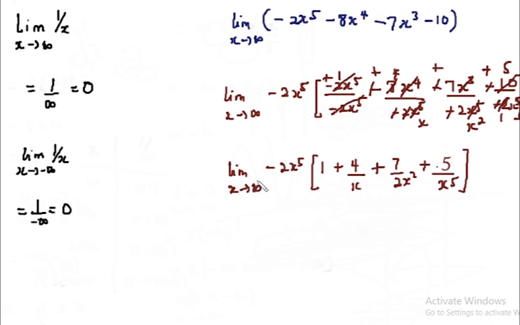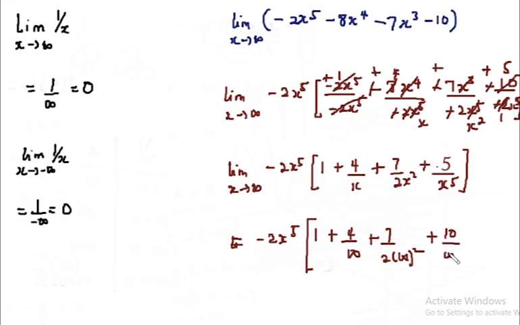Once you are plugging in x approaching infinity, all of these values will become 0. So this will be equal to minus 2x to the power of 5, open bracket, 1 plus 4 over infinity plus 7 over 2 infinity squared plus 5 over infinity to the power of 5. Because the denominators are going to get so big, these values are going to approach 0. So I'll just say this is 0, this is 0, this is 0.